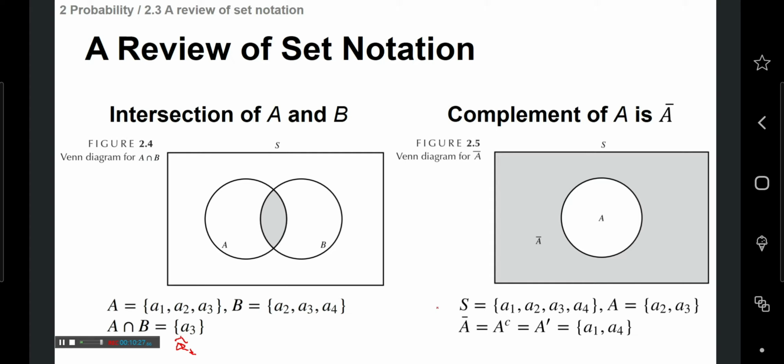And for this one, what would be the complement of A union B? Here, the white area is A union B, and the complement area is this green area. So this one is the same as the green area.